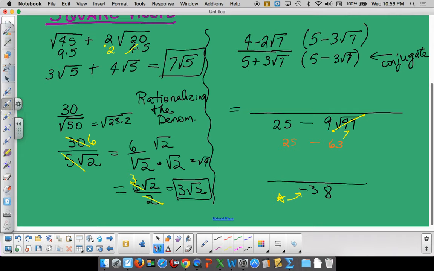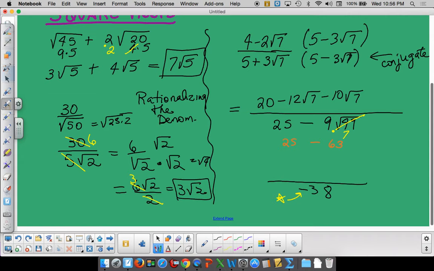Now, the bad news is, on top, there are no conjugates. Two totally different expressions. So you have to FOIL the entire thing. So we're going to do first, 4 times 5 is 20. Outers. 4 times negative 3 square root of 7, that's going to be negative 12 times the square root of 7. Inners is going to be negative 10 times the square root of 7. And then last are always the ones to be aware of.